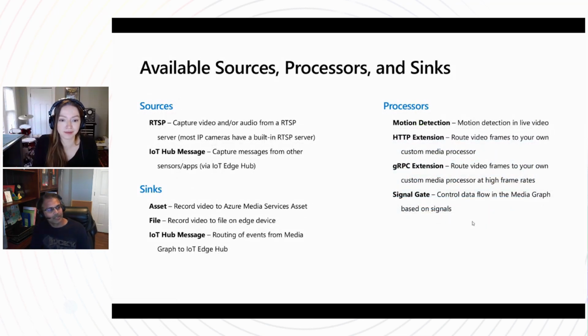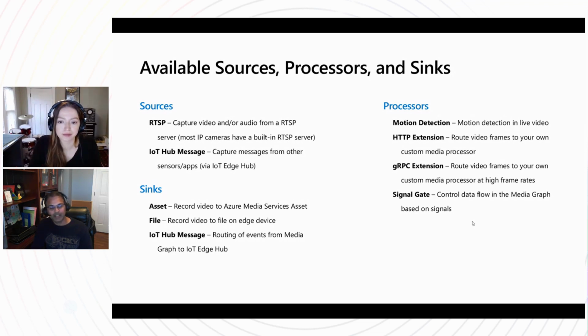Certainly. So as you can see on this slide, these are the sources, processors, and sinks that are available in LVA. Let me spend a little bit of time talking through these. So there are two kinds of sources. The first one is RTSP. So RTSP is a well-known protocol in the industry, and it enables LVA to capture video from your existing cameras. IoT Hub Message enables you to capture messages from other modules that may be running on the same device or a different device. And that's what enables you to now combine the video with those messaging capabilities in the media graph to achieve your business goals.